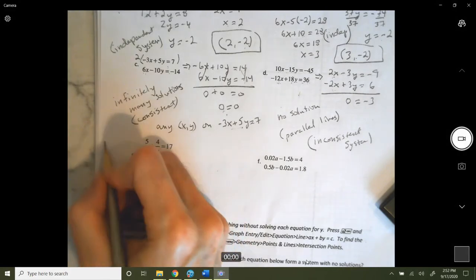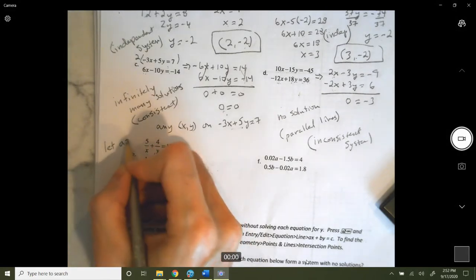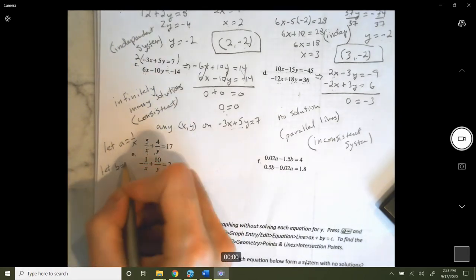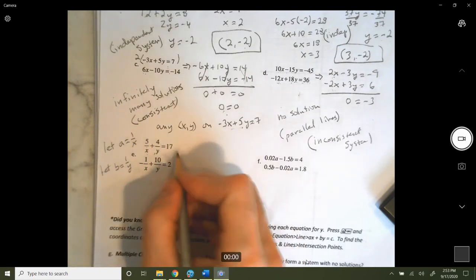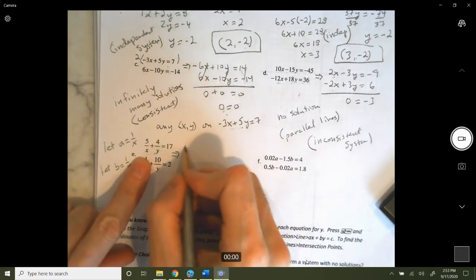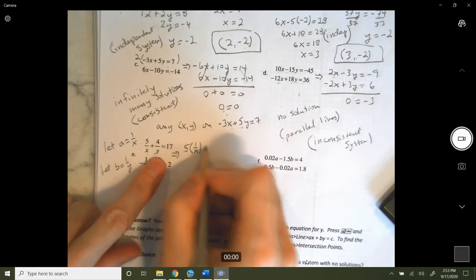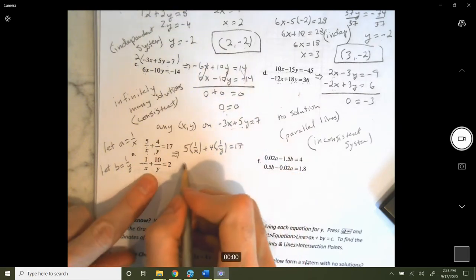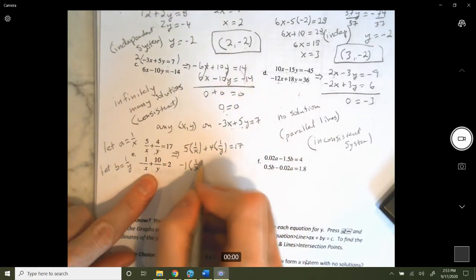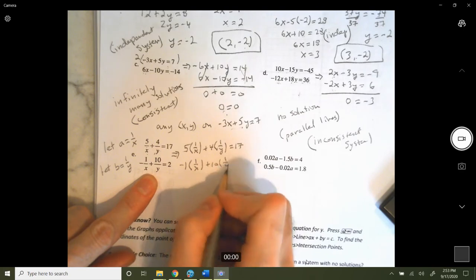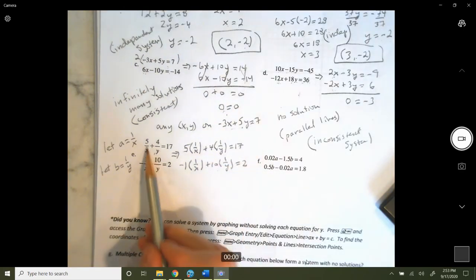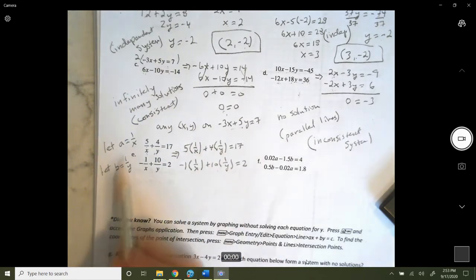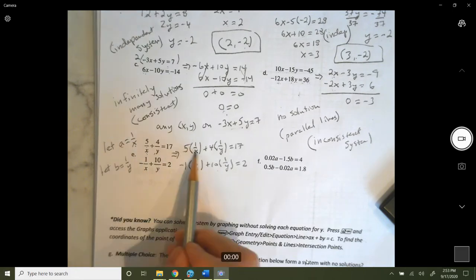So we're going to let some other variable, I'm going to call it a, equal 1 over x. And I'm going to let b equal 1 over y. So I can rewrite this as 5 times 1 over x plus 4 times 1 over y equals 17. And I can call this -1 times 1 over x plus 10 times 1 over y equal to 2. 5 over x is the same as 5 times 1 over x, so I just changed the form of those fractions.